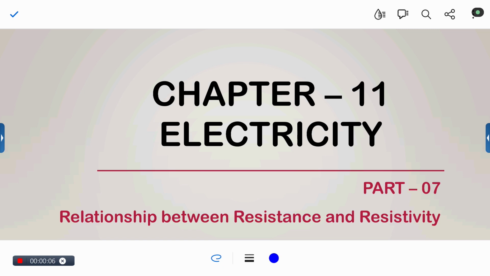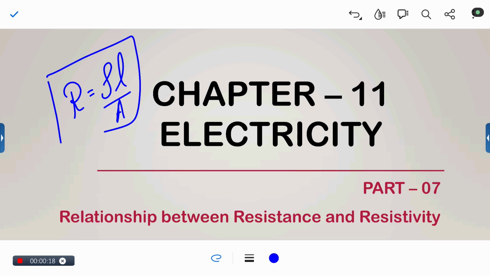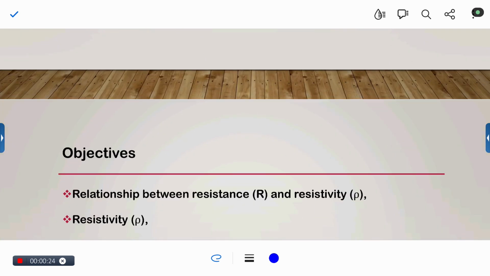Relationship between resistance and resistivity. So, what relation are we going to say? We are going to say that R is equal to rho L by A. This relationship is what we are going to prove between the resistance and resistivity. How do we obtain this equation?